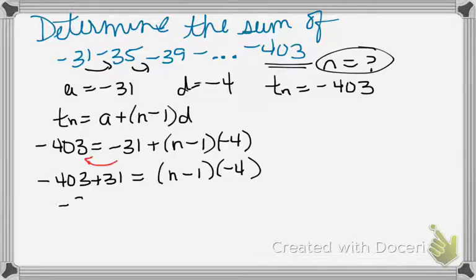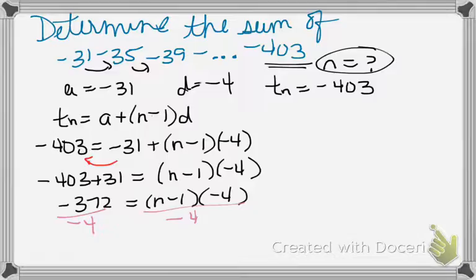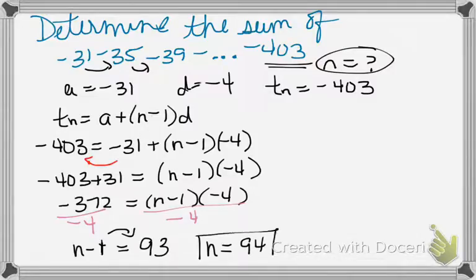Okay, we're going to end up with negative 372 on this side. Okay, and I just want to divide out that 4 there, or the negative 4. Okay, this is going to help me get n by itself. Okay, so that divided by negative 4 is going to give us 93, and then I'll just put that 1 over, and that means that we have 93 plus 1. So we have 94 terms in this series.